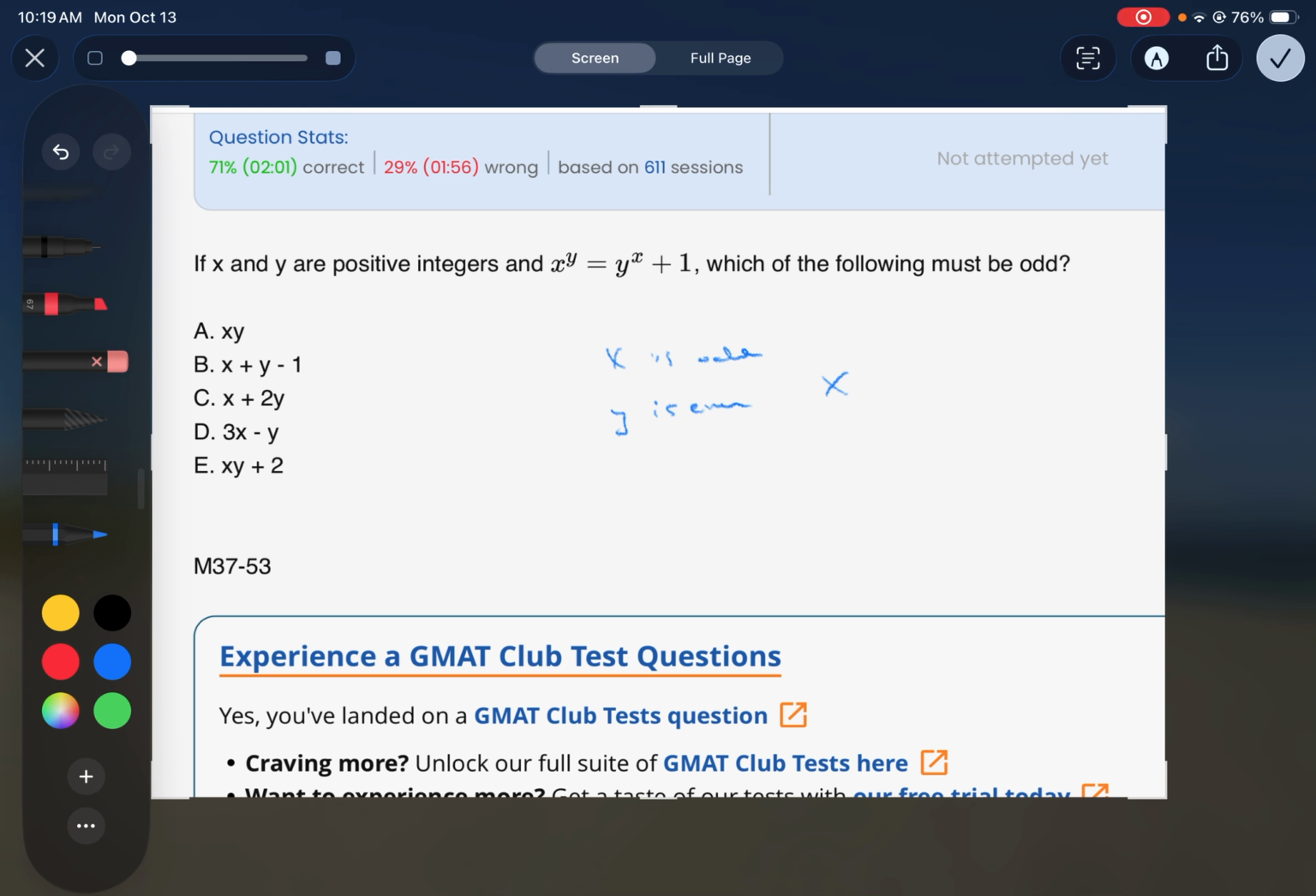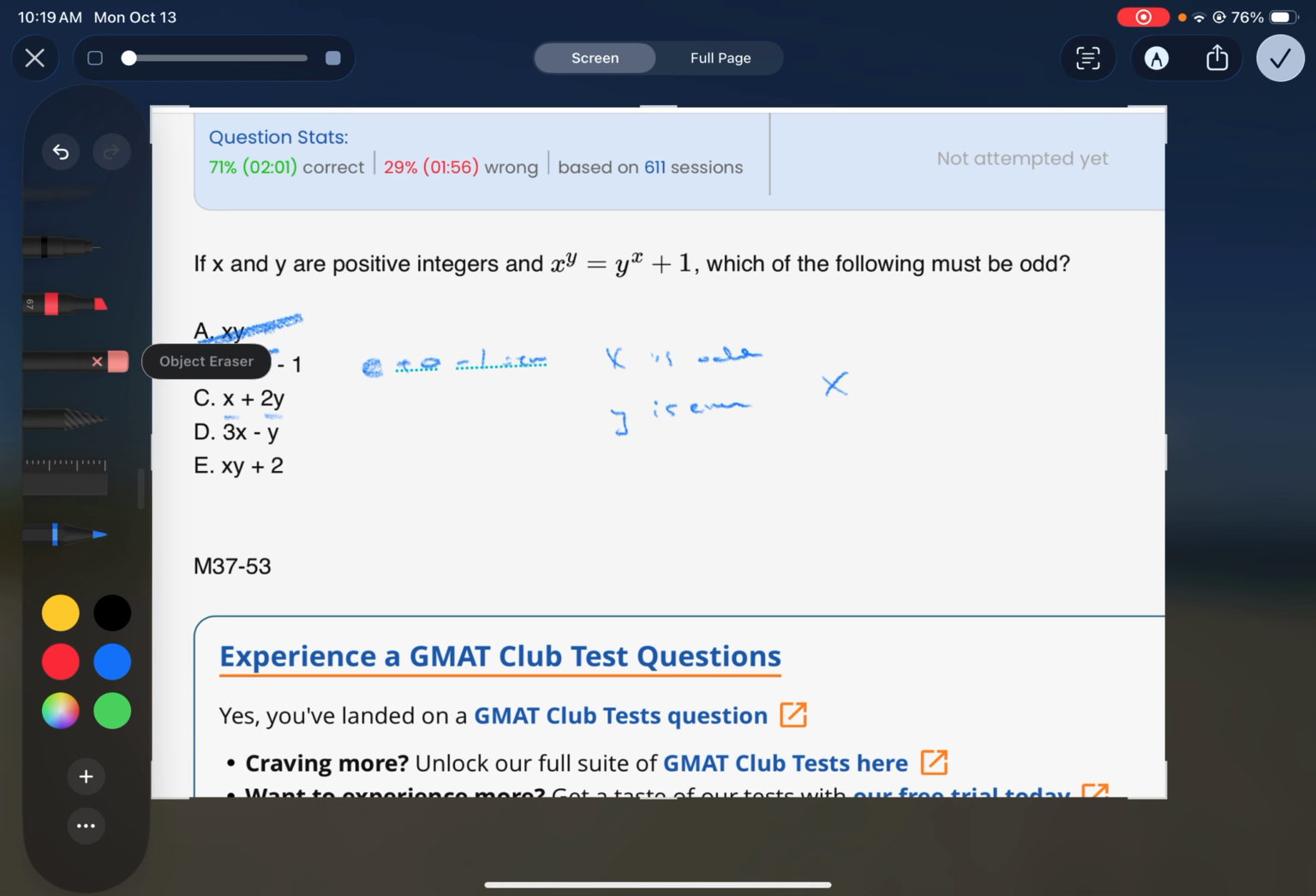So what do I know is going to be odd? Well, xy, no, that'll be even because one of them is even, one of them is odd. So xy is even. x plus y minus 1? Well, that's even plus odd is odd, minus 1 is even. No. For x plus y minus 2, sure. Really just knowing that one of them is even, one of them is odd.